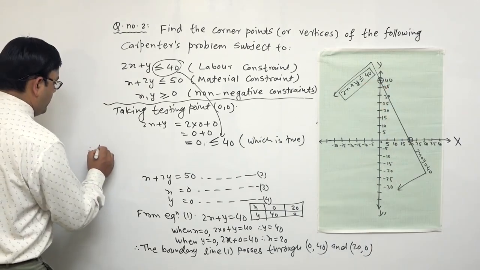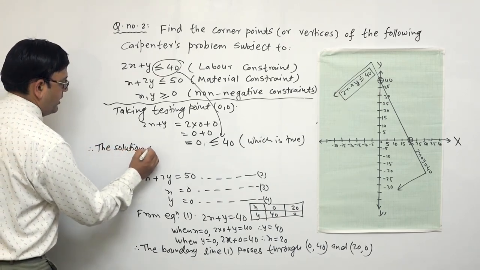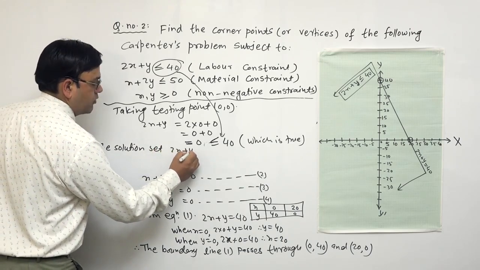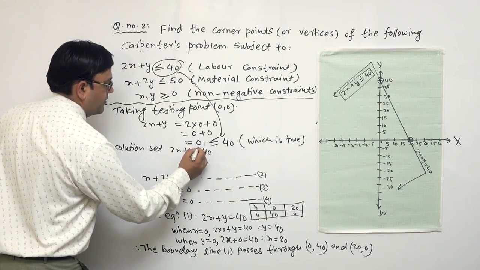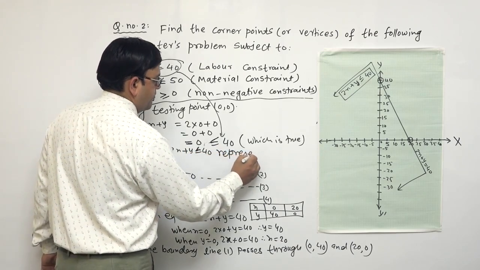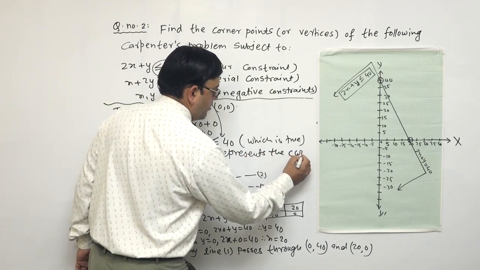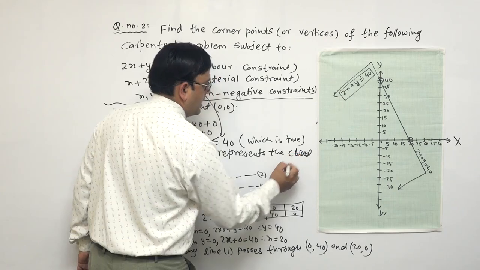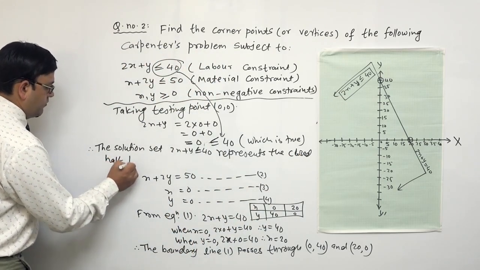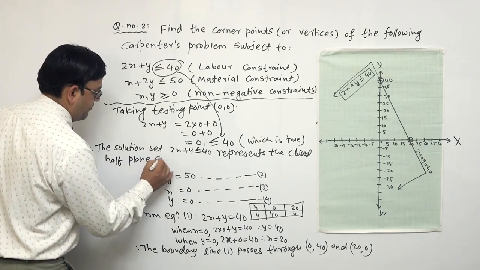We have to write the solution set. 2x plus y less or equals to 40 represents the closed half plane containing origin.